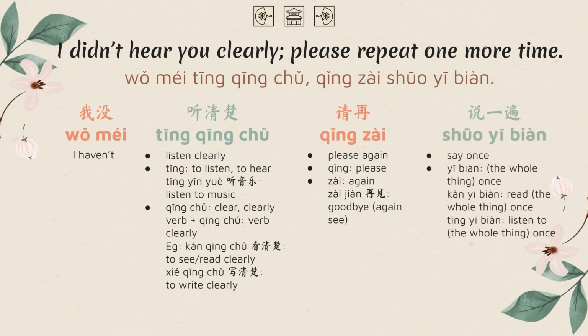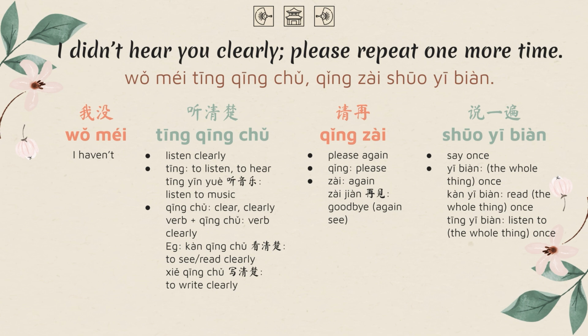说一遍 say once. So 说 is the verb here, and it means to speak or to say. 一遍 is a little hard to translate. It means once, but it implies do the whole thing. So 说一遍 means say the whole thing once. And 看一遍 means to read the whole thing or to see, to watch the whole thing once. 听一遍 to listen to the entire thing once. The whole thing is 我没听清楚，请再说一遍。I haven't heard you clearly.